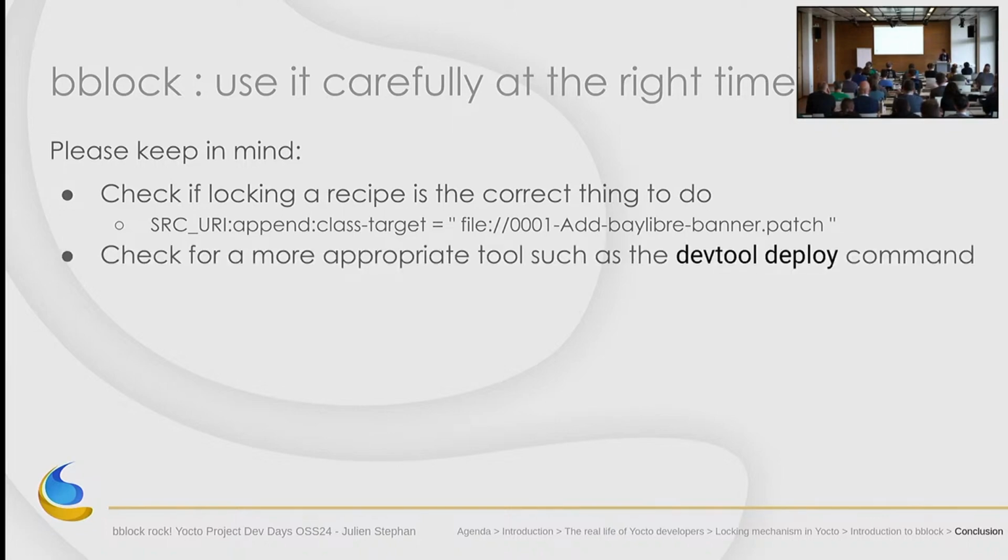bblock comes with a lot of other tools, and there is this devtool deploy command I really like, which helps you save a lot of time during the development phase when you just want to rebuild some packages and deploy them on the target. This avoids rebuilding a lot of stuff. But sometimes, unfortunately, some recipes don't build under devtool, and sometimes you just don't have a way to deploy on the target. So bblock can be an alternative to the devtool deploy command, but maybe you can also use it instead of locking recipes.